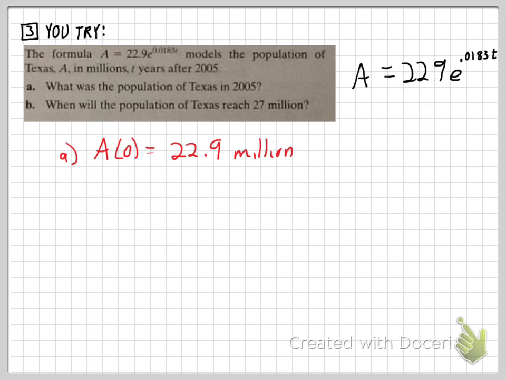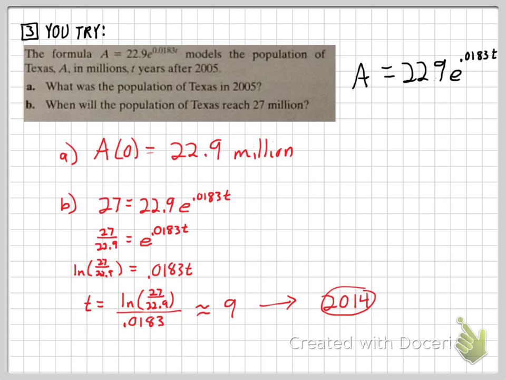Alright, since our model is based on the years since 2005, the population in 2005 would be just A of 0. So plug in 0 and you get 22.9 million. Okay, look at question B, try to interpret that and give us an answer. Be sure to answer the question precisely there.